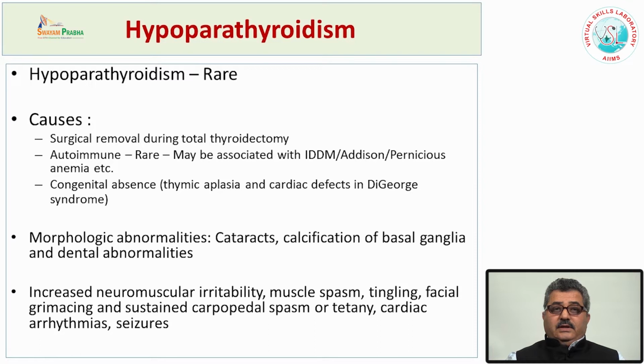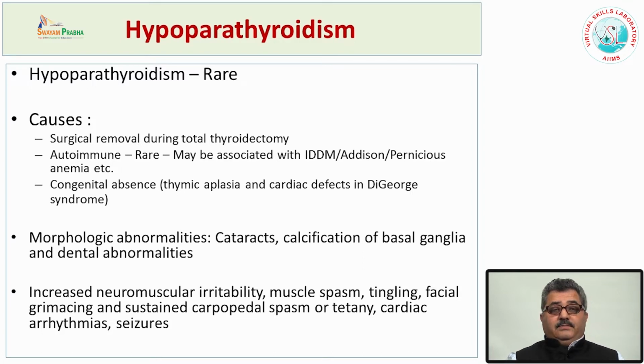In the congenital causes, as we know, the parathyroid glands develop from the pharyngeal arch. Some congenital defects occur where the thymus is also developing from these pharyngeal arches, and one of the syndromes is known as DiGeorge syndrome, where there is congenital absence of the thymic gland and there are some cardiac defects.